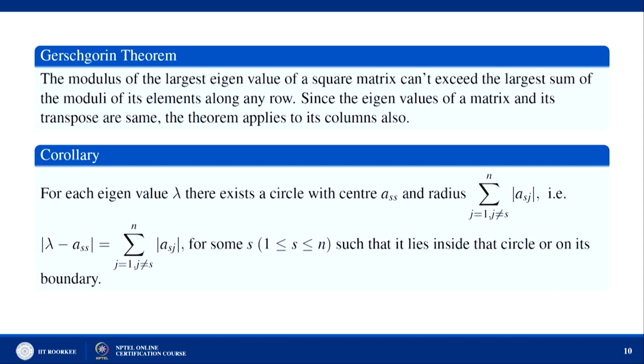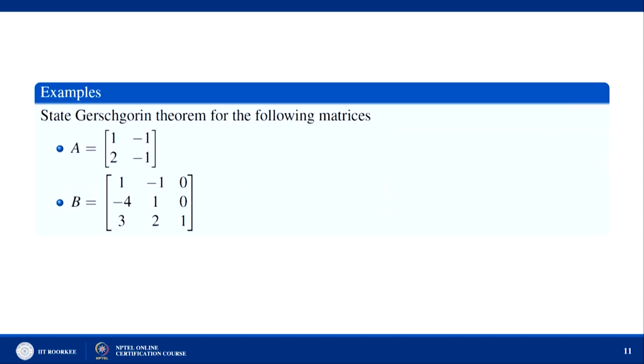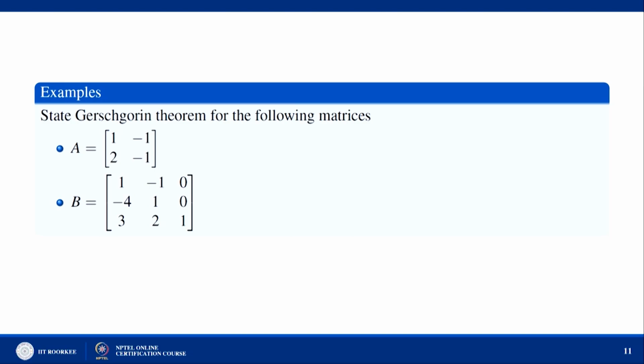Let us verify this result by an example. Suppose we have this matrix A. The matrix A is 1, minus 1, 2, minus 2. So, what are the eigenvalues of this matrix? If you quickly see, the sum of the eigenvalues is 0 and the product of the eigenvalues is simply minus 1 plus 1 plus 2, so it is 1. What are the eigenvalues then? That we can easily find by solving these two equations.